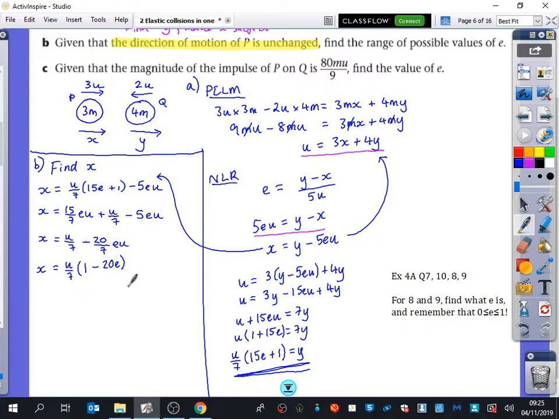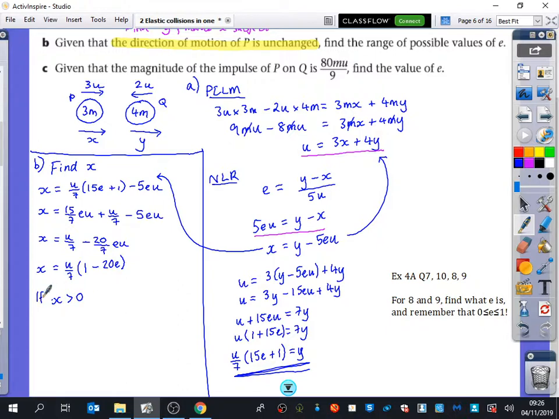Given that the direction of motion of P is unchanged. Okay, let's just ignore the fact that it's all this kind of algebra here. What would you know about this value if it was unchanged? What was that, Ishraq? It would be positive, yeah. Remember, if you get a negative value, what does that tell you about the arrow that you drew? It's the wrong way around. So here, we've drawn it unchanged, which means we want it to remain unchanged, which means we want the speed, x, to be a positive number.